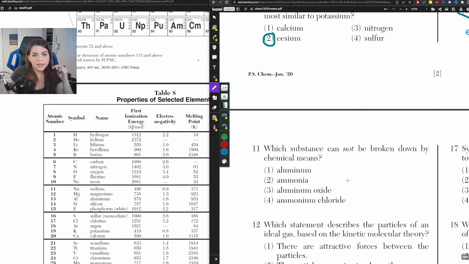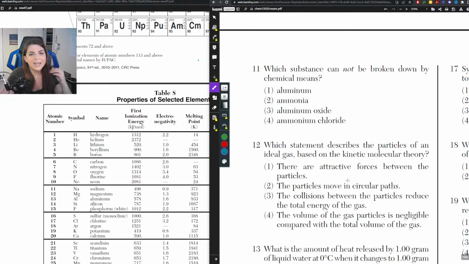Moving to number 11, which substance cannot be broken down by chemical means? Really what they're asking you is which one is an element, because that's what an element is. It's a substance that can't be broken down by chemical means. And there's a few ways to figure this one out. The first is which one of these appears on the periodic table. So you should get aluminum.